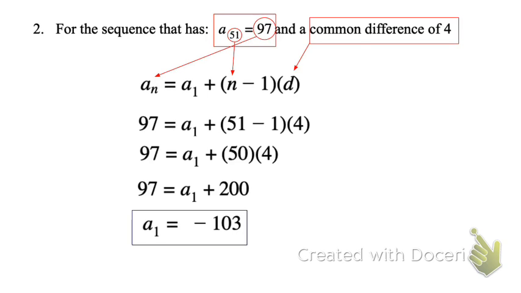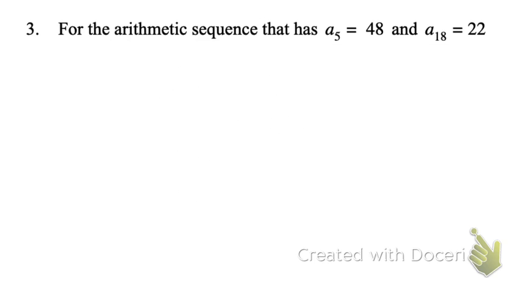All right, let's see. What else could we be given? Let's see if we can do this one. Can we find the nth term rule for a sequence that has a 5th number of 48 and an 18th number of 22? So notice what we do not know. We do not know what the first number is, but we know the 5th number in line is 48 and the 18th number in line is 22. Now remember, each one of these gives us 2 pieces of information. It gives us the position and the number that we see there. So like here, the 18th number in line would be a 22.